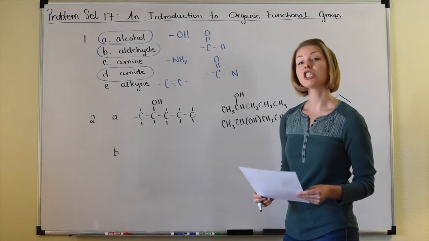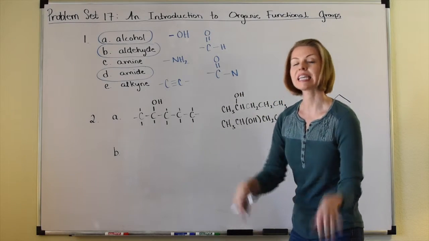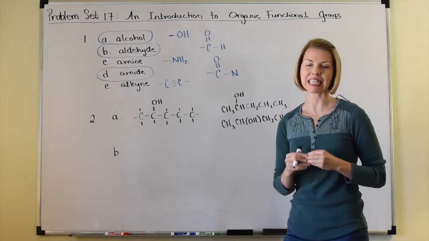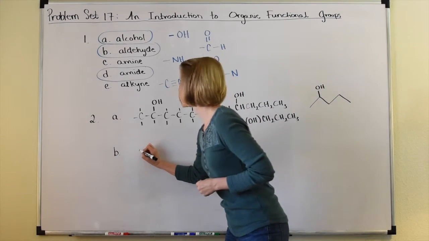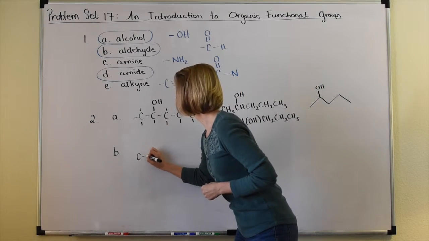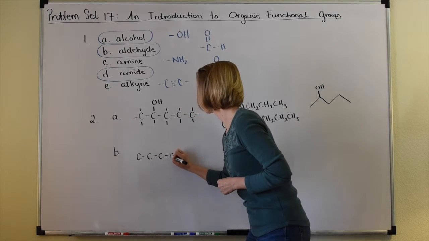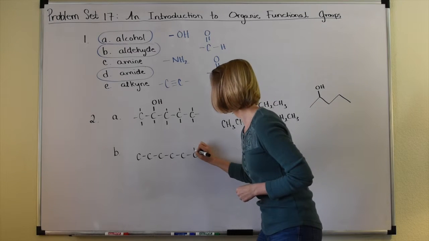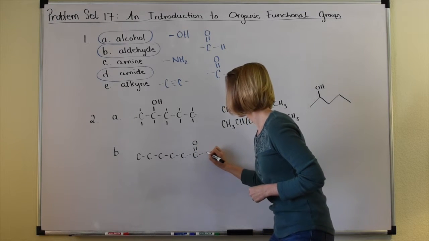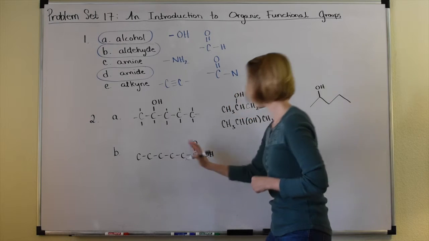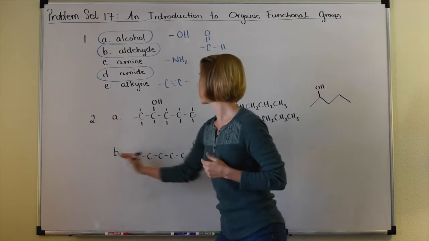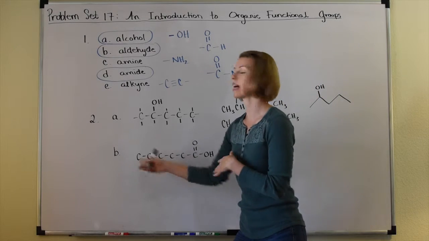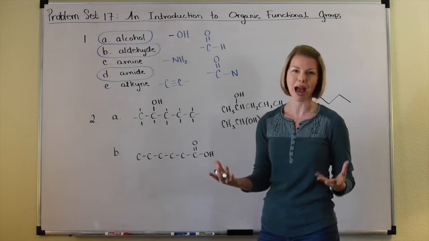B is hexanoic acid. Hex is 6. The ending tells you that it is a carboxylic acid. So doing my expanded first, 1, 2, 3, 4, 5, and 6 carbons. Carboxylic acid has a carbonyl with an OH on one side. So you could have put it over here or over here, it doesn't matter, it just has to be at the end. So notice that if you put it on this side, you're just drawing the same thing I'm drawing, you're just drawing it backwards.